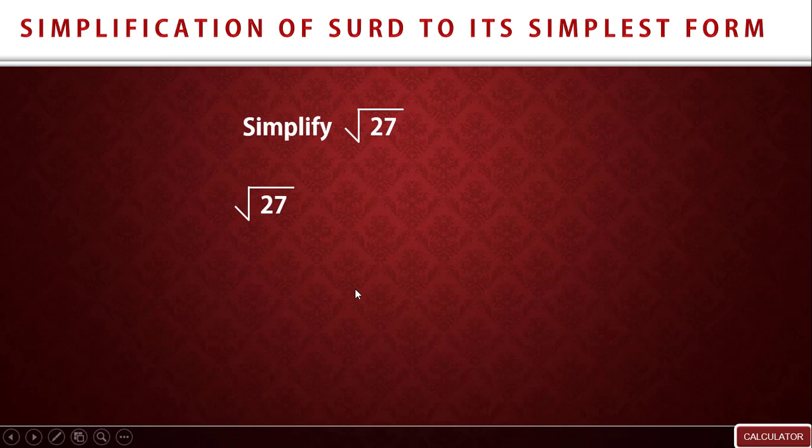So, if we look at the 3 times table, 3 times 9, or maybe you go to the 9 times table, 9 times 3 will give you 27. So, we can break this 27 to be 9 times 3. We have square root of 9 times 3. So let's try to break this apart now. So we have square root of 9 times square root of 3.